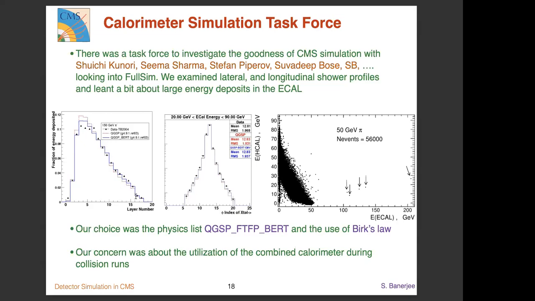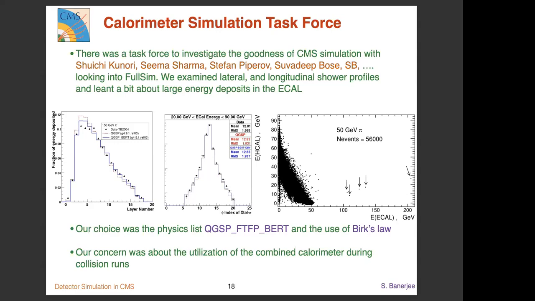So that is the QGSP Bertini model, and you could see we have a reasonable agreement with the data. And the same thing is true when you have the QGSP Bertini model for the lateral shower profile, we also get reasonably good agreement with the data. This is the 2004 test beam data, not 2006. And this was also the PhD thesis of Seema. I think after the PhD, she also worked in this task force as well.